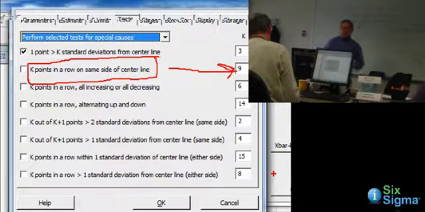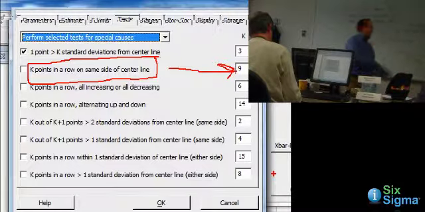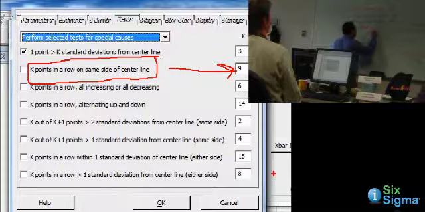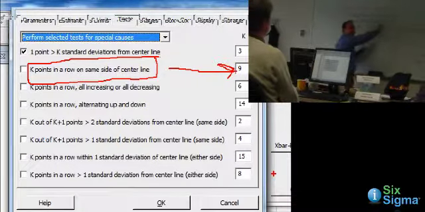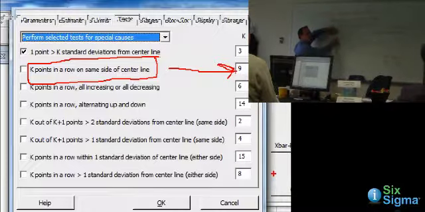Do you think that's very likely? If the process has not changed, do you think it's very common to see 1, 2, 3, 4, 5, 6, 7, 8, 9 points on the same side? No. It probably means that a shift has occurred towards that side. So that's a very common test used to detect even smaller shifts.